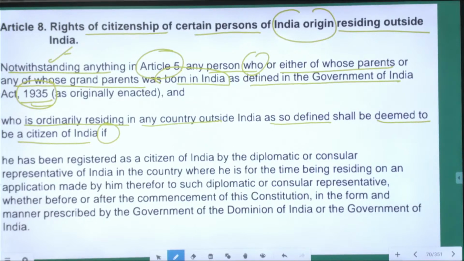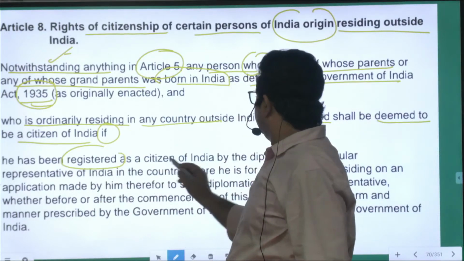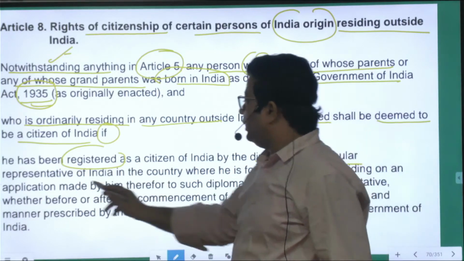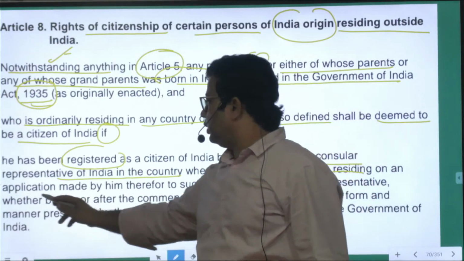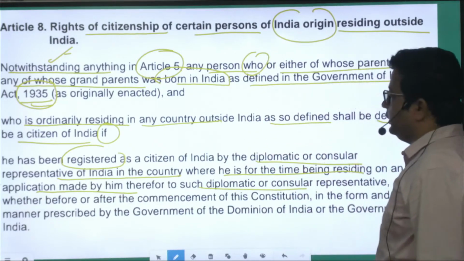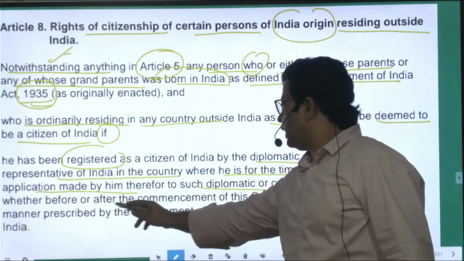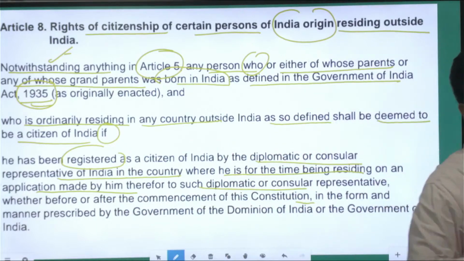Article 8 talks about that: if any person who was born in India, or either of his parents or grandparents, is now residing outside and wants to become a citizen of India, then he has to be registered by the diplomatic or consular representative of India in the country where he is for the time being residing, on application made by him thereof, whether before or after the commencement of the Constitution, and in the form provided by the government.